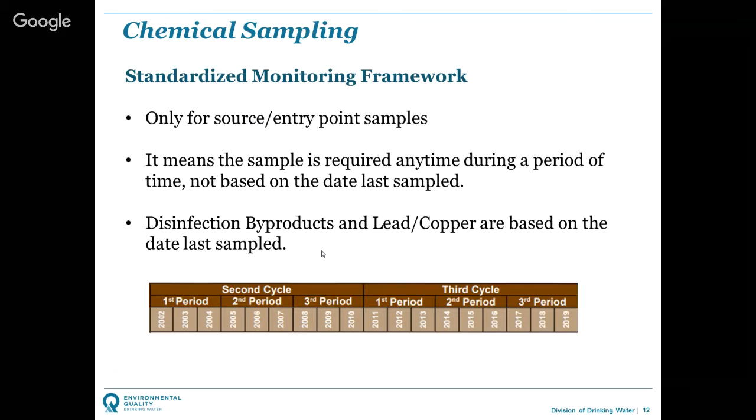If you are required to sample for disinfection byproducts every 3 years and you last sampled in 2017, the next sample is due exactly 3 years later in 2020. So please be aware that these compliance periods that I'm talking about, this standardized framework, which is this little brown timeline, does not apply to DBPs or lead and copper, but it does apply to the chemical sampling at the source.